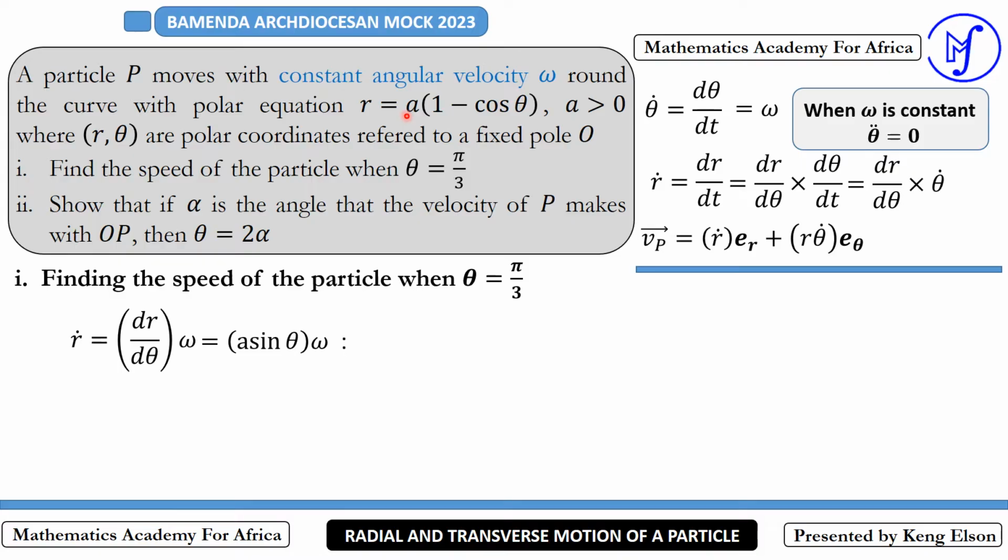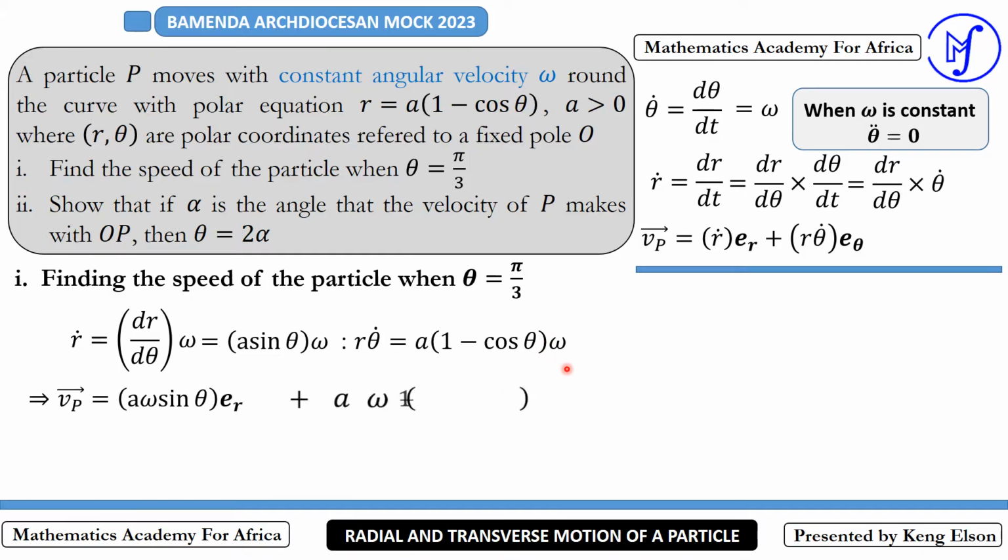So differentiating a into 1 minus cos theta, we differentiate 1 minus cos theta, we get sin theta, because it's actually negative of negative sin theta, which is sin theta. Our a is a constant. So at the end of the day, we get that the radial component of the velocity is a sin theta times omega. Now the transverse component of the velocity is r theta dot, which is a into 1 minus cos theta times theta dot, which is omega.